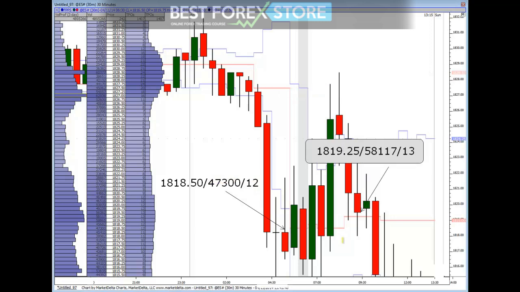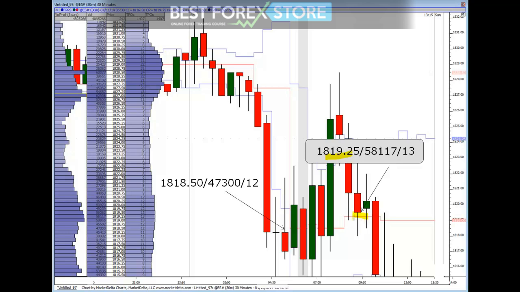Now the next volume point of control up here, 58,117, 13 TPOs at 18.25. Now the volume is increasing up there. Does that mean that we are ready to move higher? It could. We have to watch and observe what actually happens to prices and where they move.